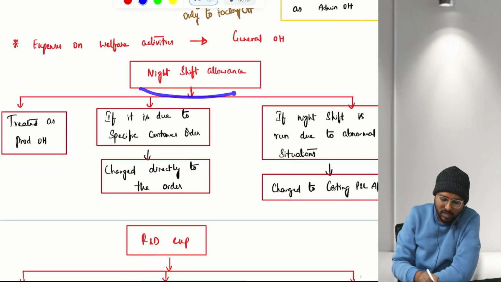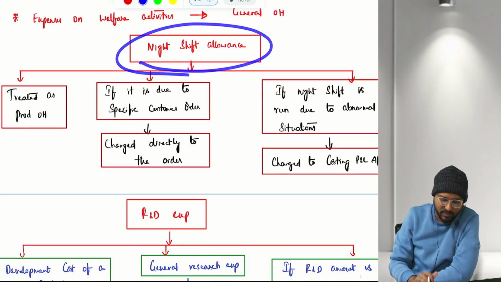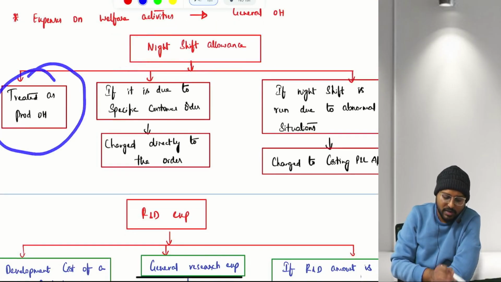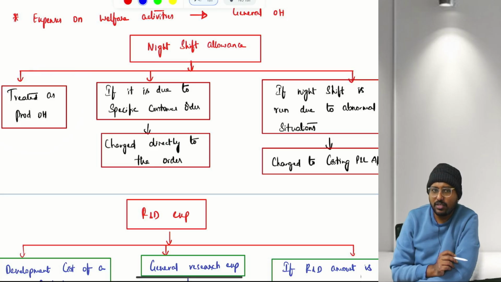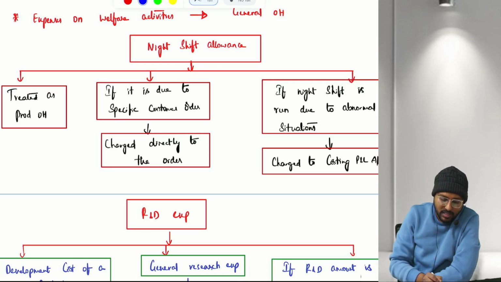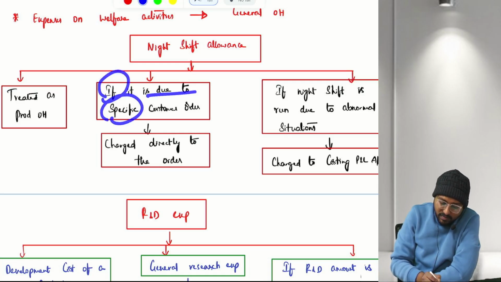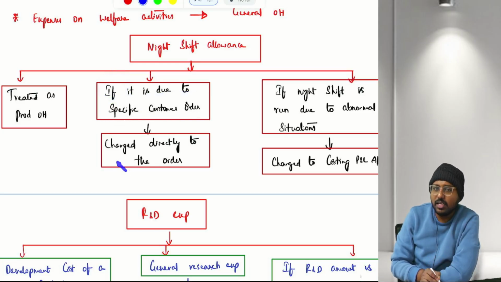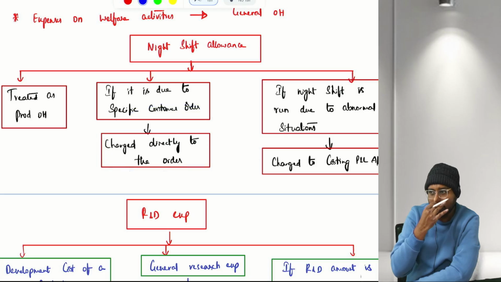The next one is night shift allowance. This is normally treated as production overheads. Night shift means normally your factory is working, that's all. Instead of day, it is working at night. Are you able to understand? But if it is due to a specific customer order, then it will be charged directly to the customer. You got it?